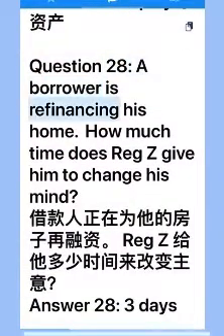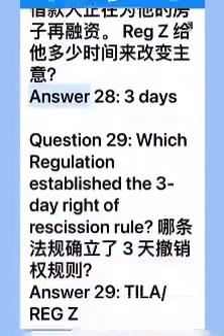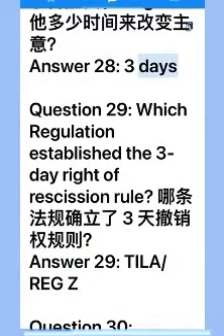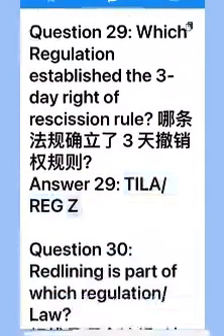Question 28. A borrower is refinancing his home. How much time does Reg Z give him to change his mind? Answer 28. 3 days. Question 29. Which regulation established the 3-day right of rescission rule? Answer 29. Truth in Lending, Reg Z.